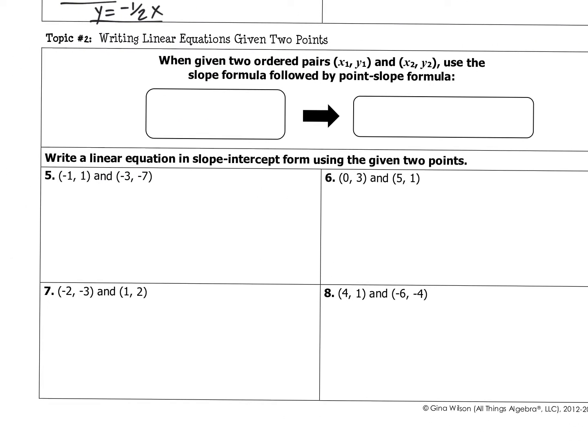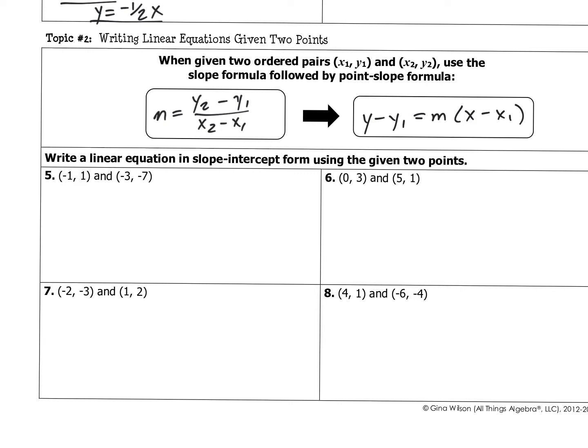When given 2 ordered pairs, (x1, y1) and (x2, y2), use the slope formula followed by the point-slope formula. Here we're not given the slope, but we're given the information we need to calculate it. So we use the slope formula, which says y2 minus y1 divided by x2 minus x1. That'll give you the slope. And then the point-slope formula, as we said before: y minus y1 equals m times (x minus x1).